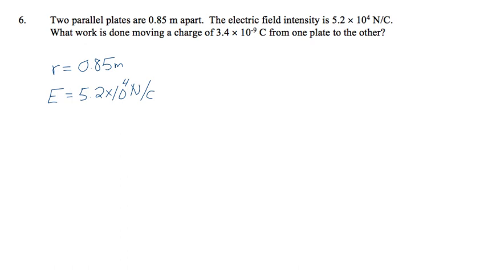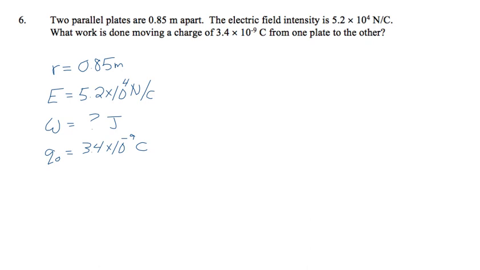Thank you. I guess I'll be doing this podcast over. All right, so now the next one, what work is done? So the unknown is W. And moving a charge from one plate to the other, so that's your QO. So 3.4 times 10 to the negative 9th coulombs. So those are your facts.